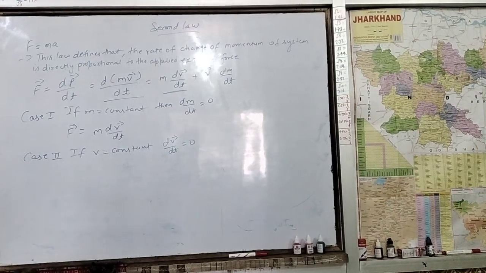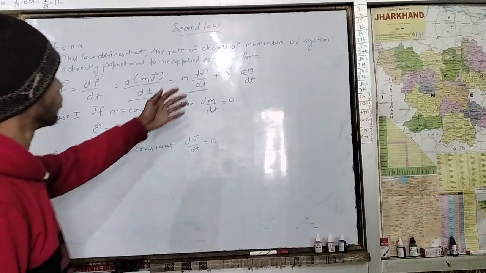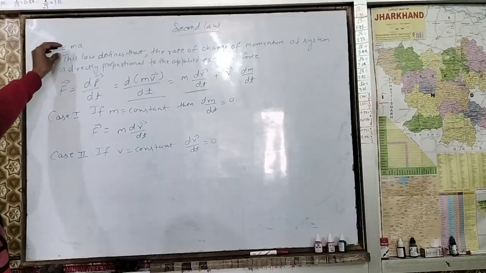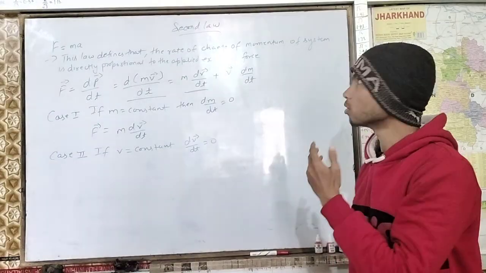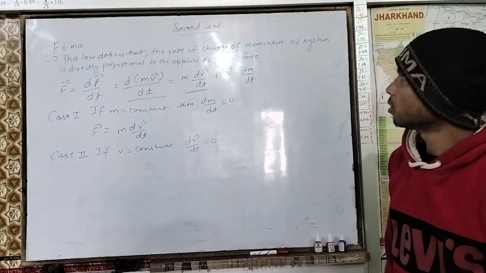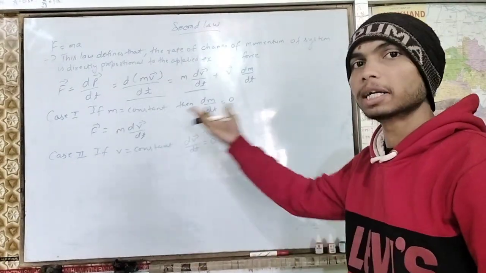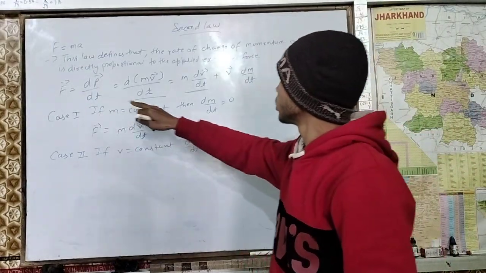Try to understand. This is our second law of motion. It is saying F equals ma is not exact. It didn't come directly from the second law of motion. No, this law defines that the rate of change of momentum is directly proportional to external force. Okay, external force.